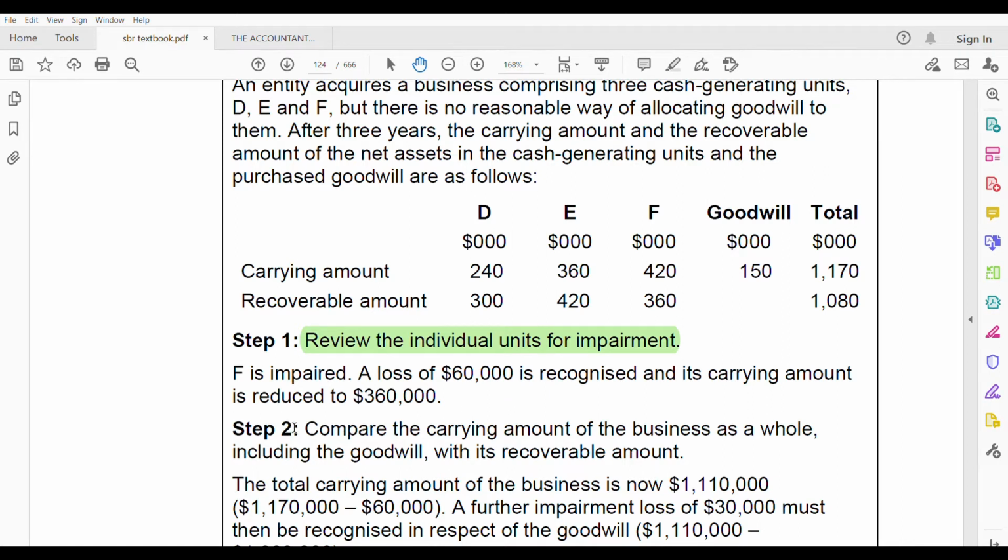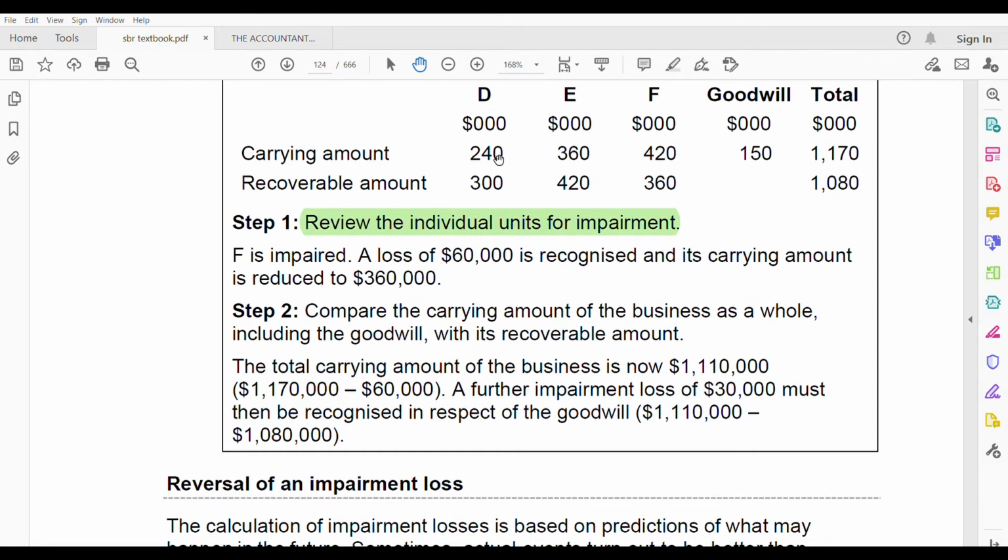Step 2. Compare the carrying amount of the business as a whole, including the goodwill, with its recoverable amount. What is the total carrying amount of the business? It is 1170 minus 60, because 60 is an impairment. So this is the carrying amount. With the goodwill also you have to take, so you are taking all these three, the carrying amount and the goodwill. From 1170, you are minusing 60,000, the impairment for F. So this is now the total carrying amount of the business.